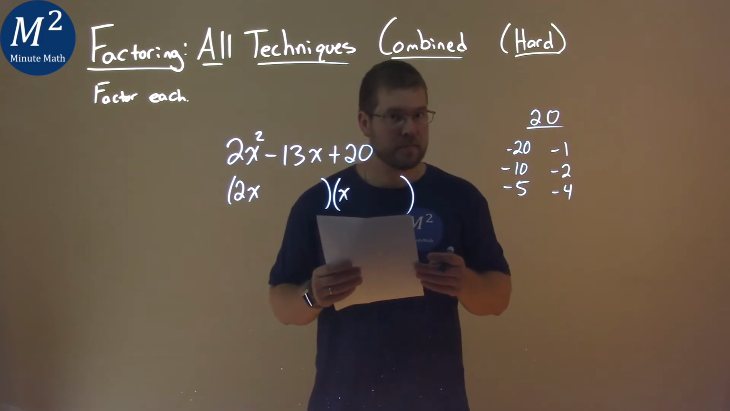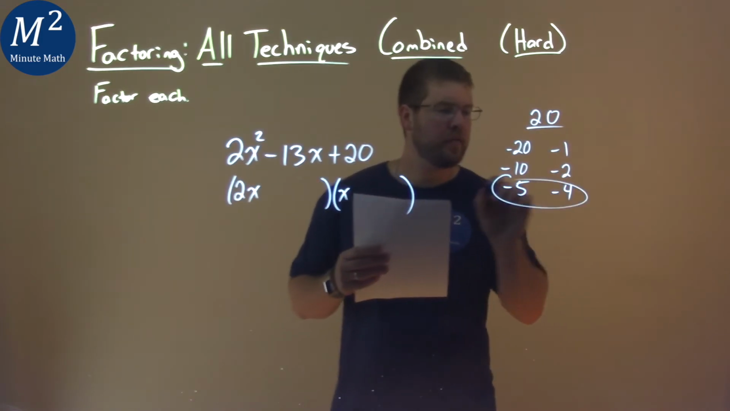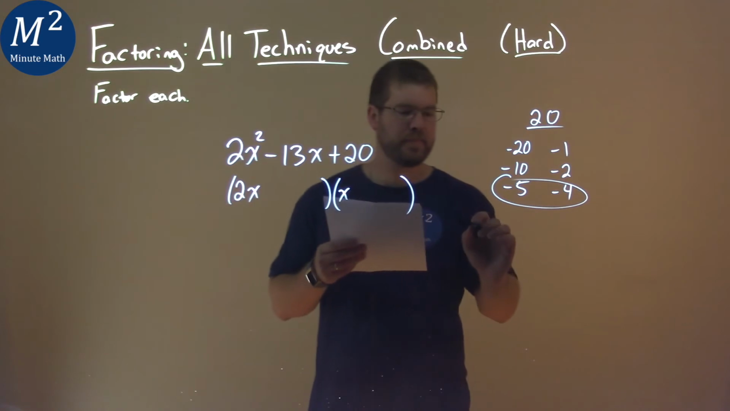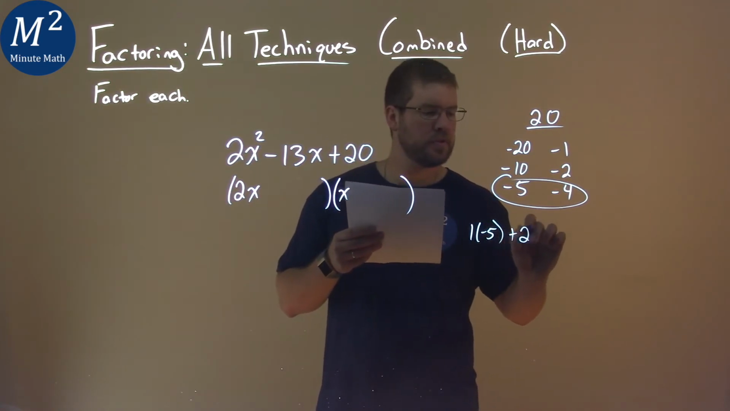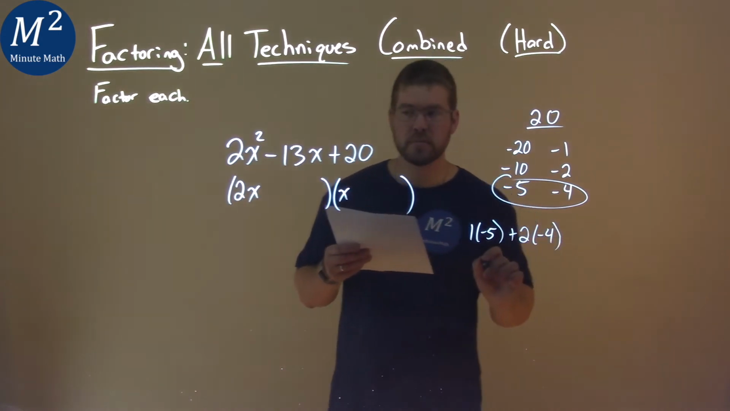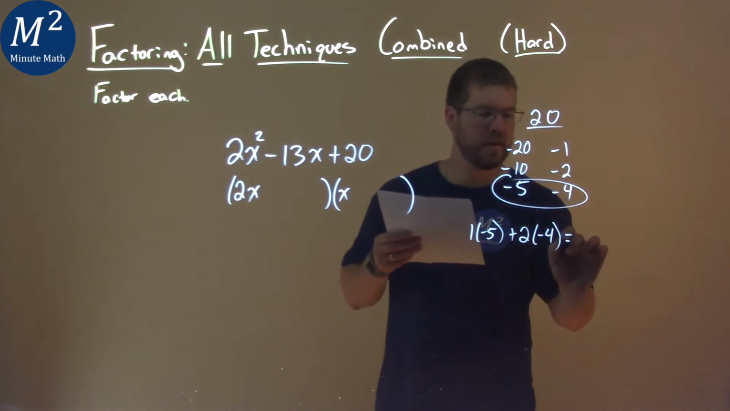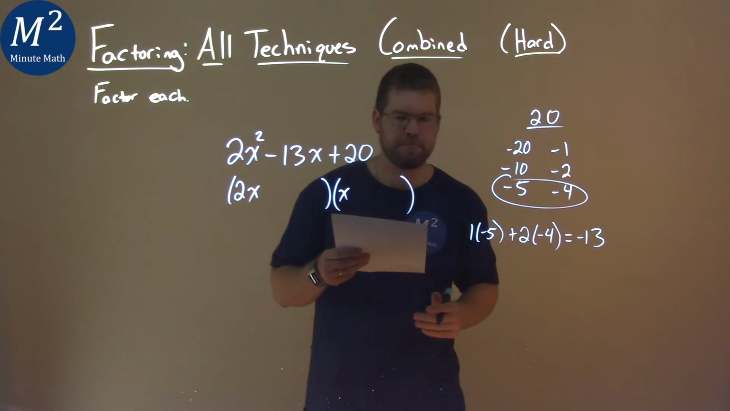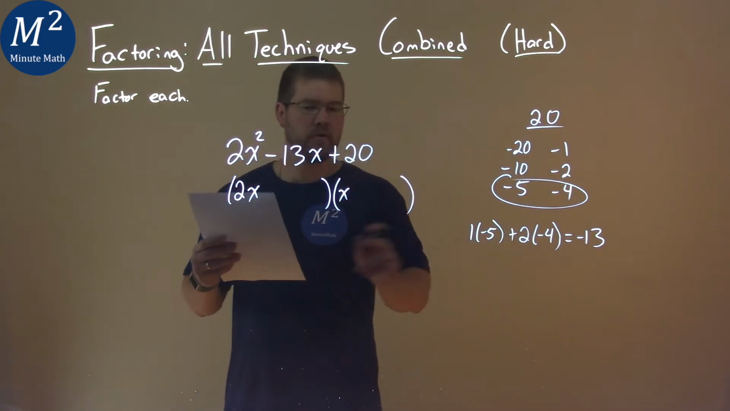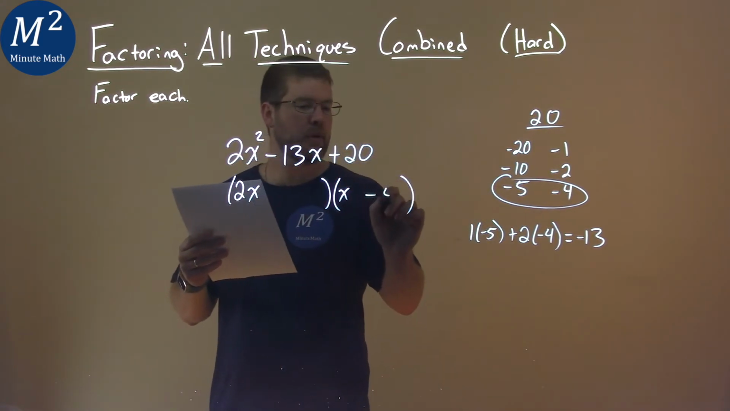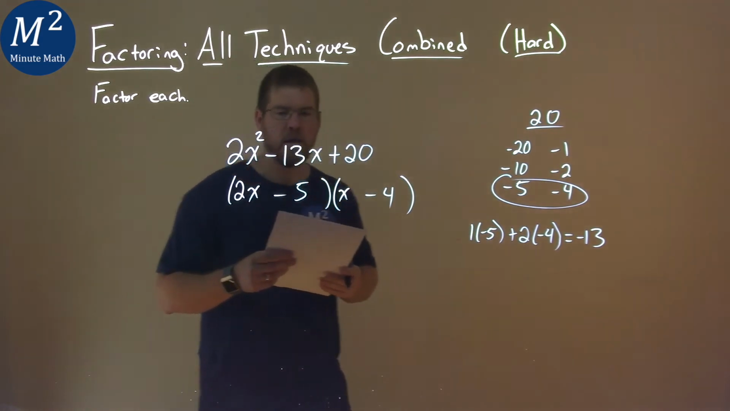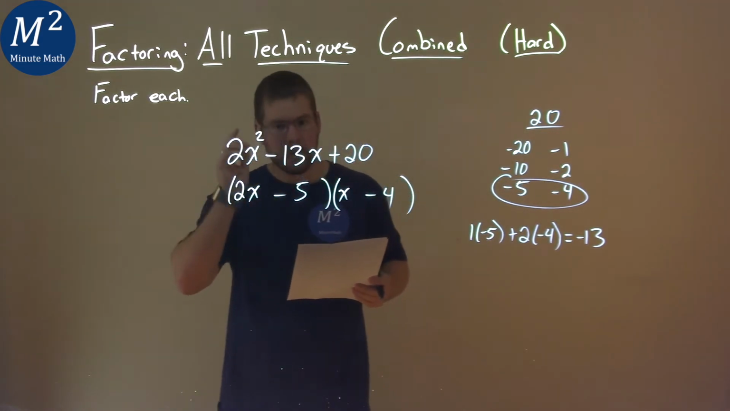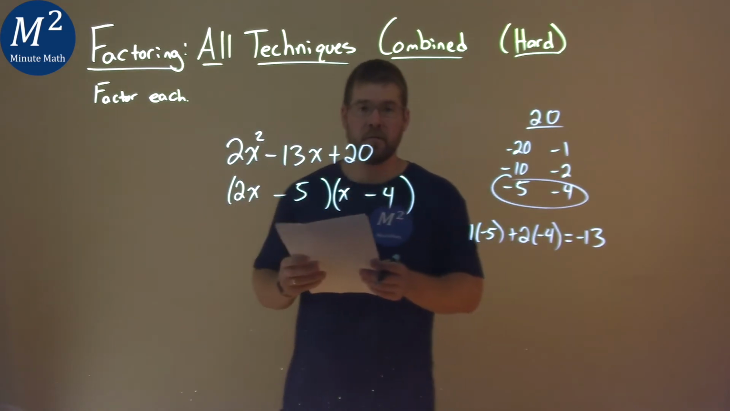Can you guess it? The pairs are going to be -5 and -4. 1 times a -5 plus 2 times a -4, right? What does that come out to be? A -13. So since the 2 goes with the -4, we put the -4 on this side and the -5 on this side. And so our final answer here is 2x minus 5 times x minus 4.